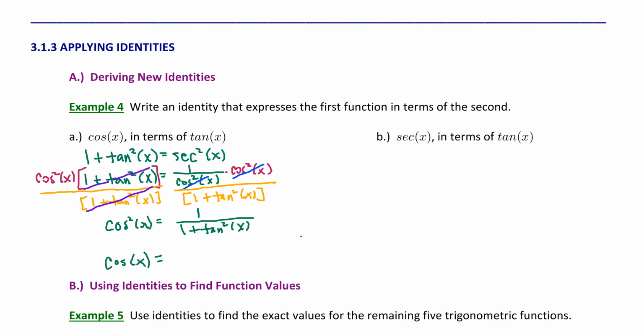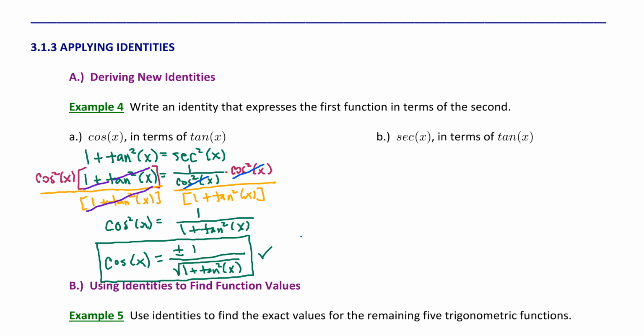Now remember, when you take the square root of both sides, this generates one positive and one negative root. The square root of the numerator 1 is 1, and the square root of the denominator, we'll leave that under the radical, and express it as the square root of 1 plus tangent squared of x. So cosine of x in terms of tangent of x looks something like this. This is an example of an identity that we've derived from an already existing identity. But you can see it's not the most convenient identity to use, nor is it a very common identity.